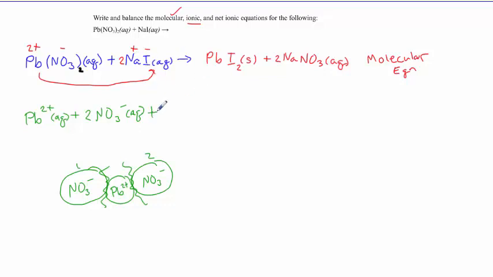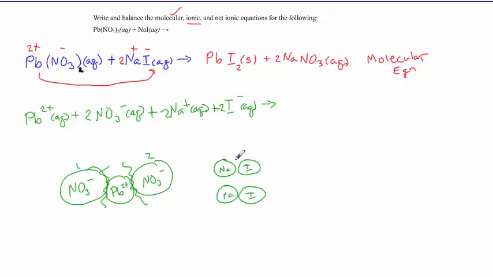So with the sodium iodide, sodium is Na+, that is aqueous, and iodine is I-. Now if you do this correctly, you should still be balanced, meaning if I have 2 sodium iodides, then when I break it apart, I should end up with 2 sodium ions and 2 iodide ions, because I had a sodium iodide, and then I had another one of a sodium and an iodide. So once I break everything apart, I should end up with 2 sodiums and 2 iodides.